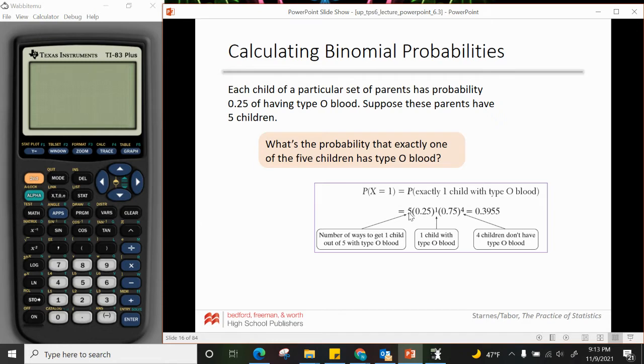Now, if one child has type O blood, that happens 0.25 of the time, and that happens once. And that means that the other 4 children don't have type O blood, which is 0.75, the probability of not having type O blood. And that happens 4 times, so 0.75 to the fourth. Like we said, these are independent trials. If 2 events are independent, the probability of A and B occurring at the same time is just probability of A times probability of B. So since they're independent, you can just multiply them together or raise them to the 4th power.